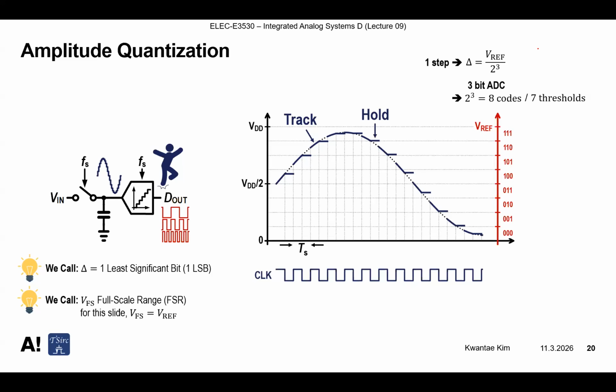Then the principle is the same. We just increase from 2 to 3, a 3-bit ADC, and 2 to the power of 3, there are 8 codes, 000 to 111, increasing by 1 as a binary representation. And of course, if we want to represent 8 codes, then definitely we need 7 thresholds, right? And still we keep the definition the same. 1 LSB delta is equal to Vref over 2 to the power of 3, because we need 8 codes. So this is a full scale range, Vref.